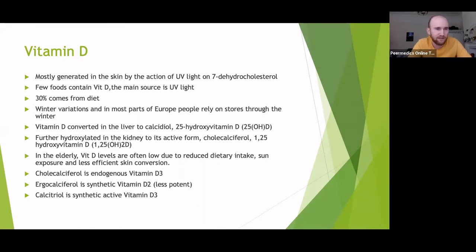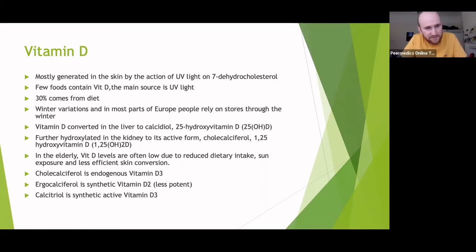Just a little point at the end there: in the elderly, vitamin D levels are low because of that increased sedentary lifestyle, lack of exposure to the sun, and also less efficient skin conversion.